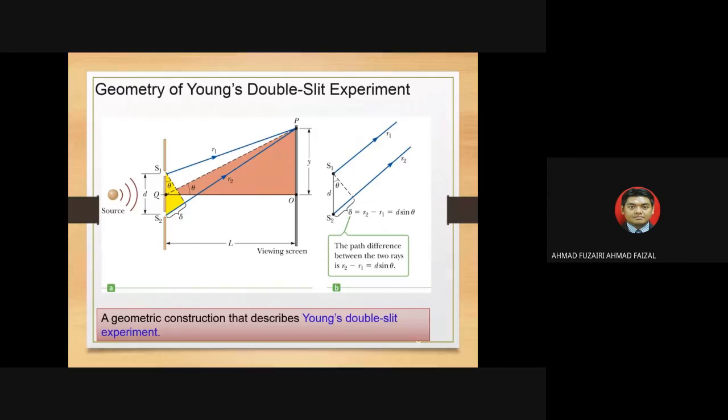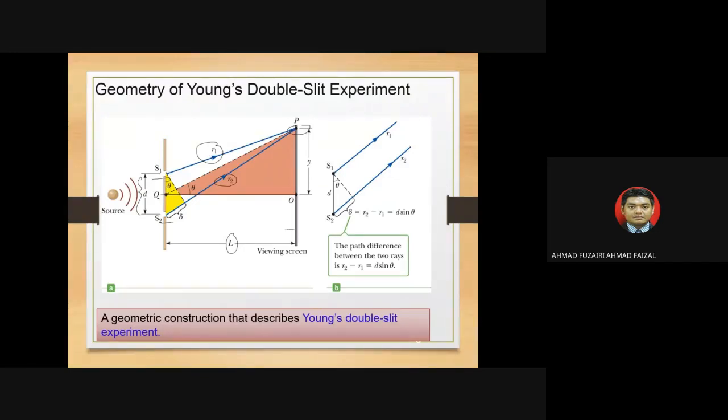Okay, now we can calculate the geometry of the Young double slit experiment with the help of these figures. Consider a point P on the screen, where the screen is at a distance L from the slits S1 and S2, which are separated by the distance D. R1 and R2 are the distances the waves travel from slit 1 and slit 2 to the screen.